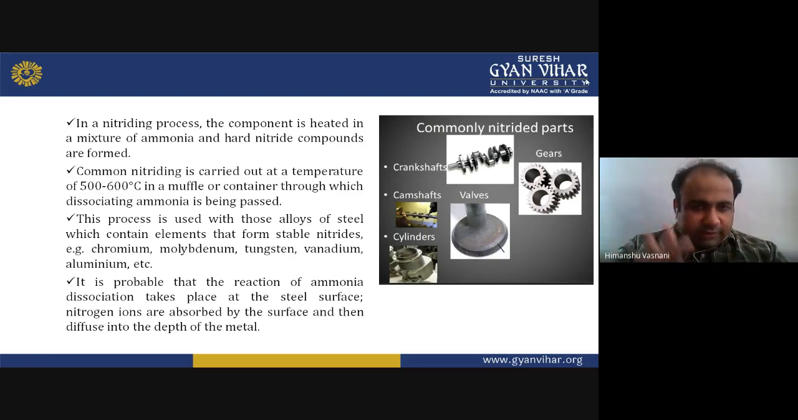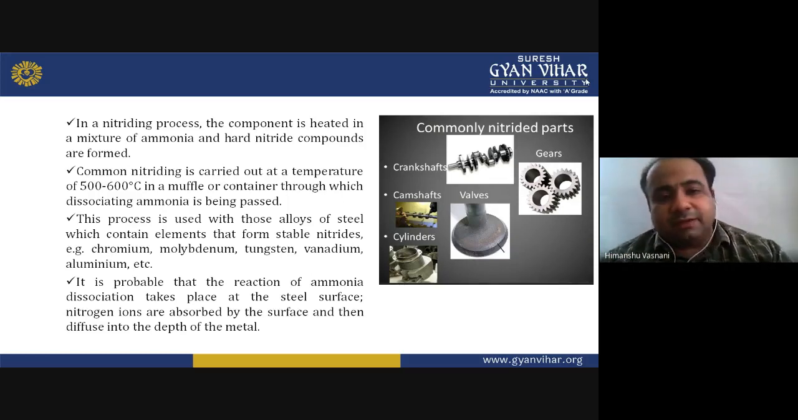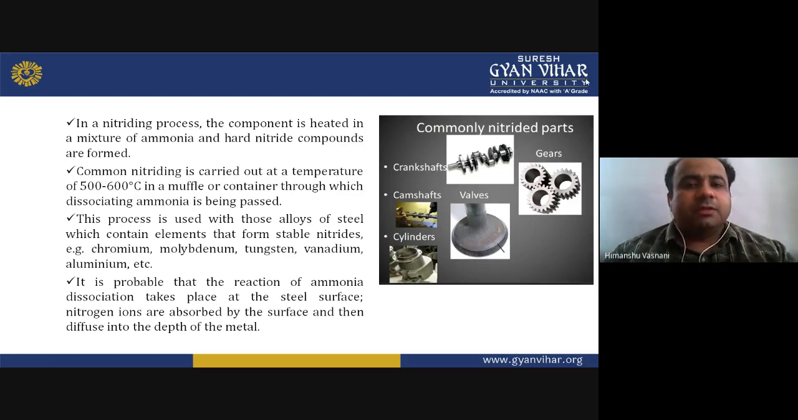The nitriding process is used with those alloy steels which contain elements that form stable nitrides. They have given examples like chromium, molybdenum, tungsten, vanadium, aluminium, etc. These are the elements that form stable nitrides, so they can be used for the nitriding process. It is probable that the reaction of ammonia dissociation takes place at the steel surface. Nitrogen ions are absorbed by the surface and then diffuse into the depth of the metal.